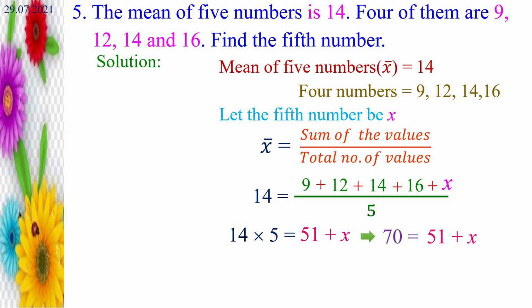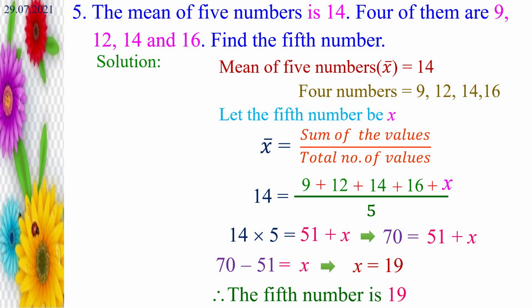51 is transposed to the left hand side. On transposing, it becomes minus 51. So 70 minus 51 is equal to x. On subtracting, we get x equal to 19. Therefore, the fifth number is 19.